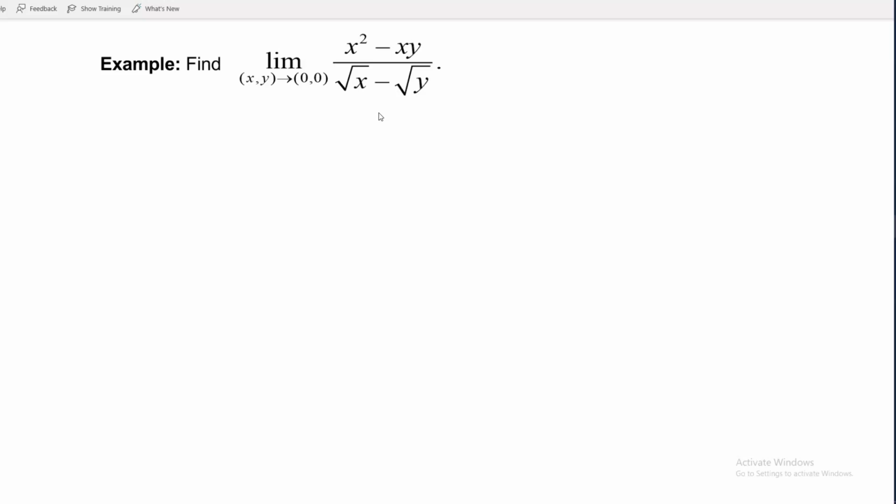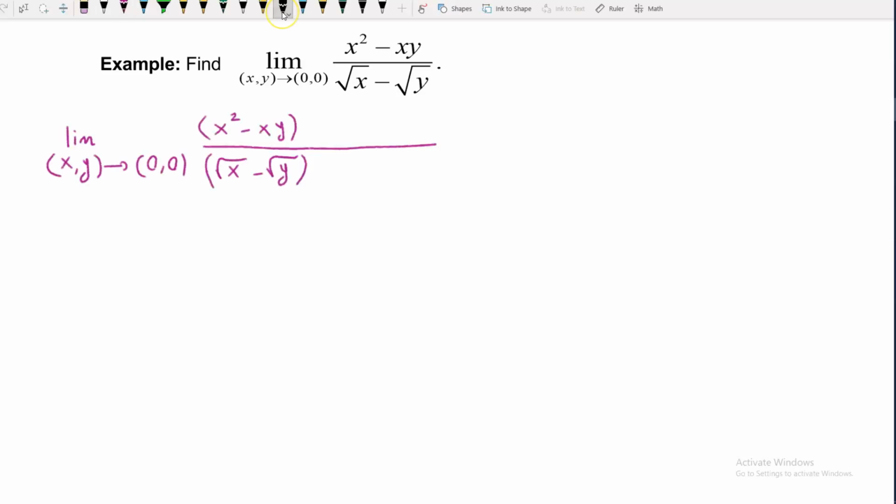So I'm going to rewrite what we have here on this part and multiply numerator and denominator by square root of x plus square root of y. Here we have subtraction, so here I'm going to use addition.